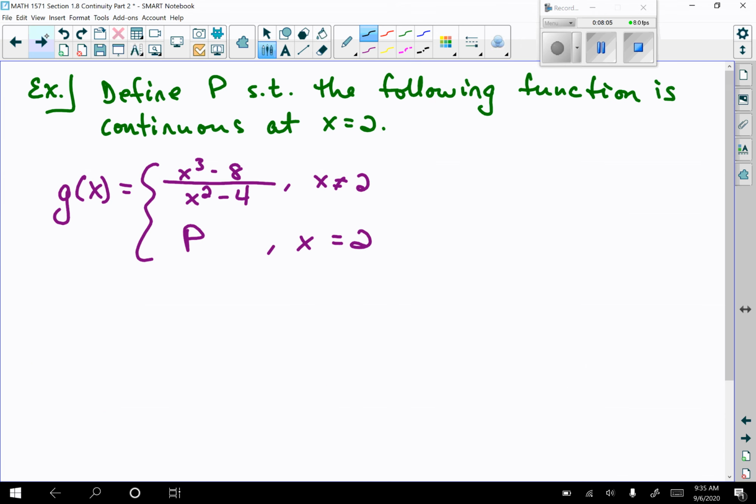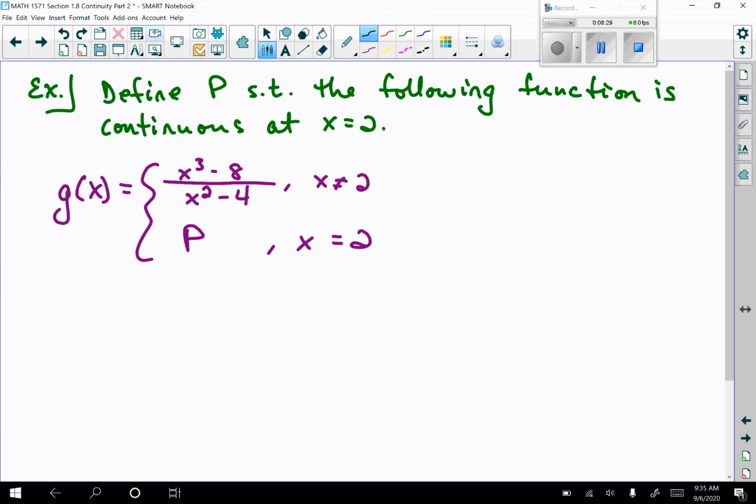All right, in this example, this is that removable discontinuity that I was showing you in part 1 of this section. Here we have a piecewise function, and what we're looking at here is this first piece is actually going to exist as long as x doesn't equal 2, but notice if x equals 2, we're going to have a problem in our denominator. We're going to get a 0 there.